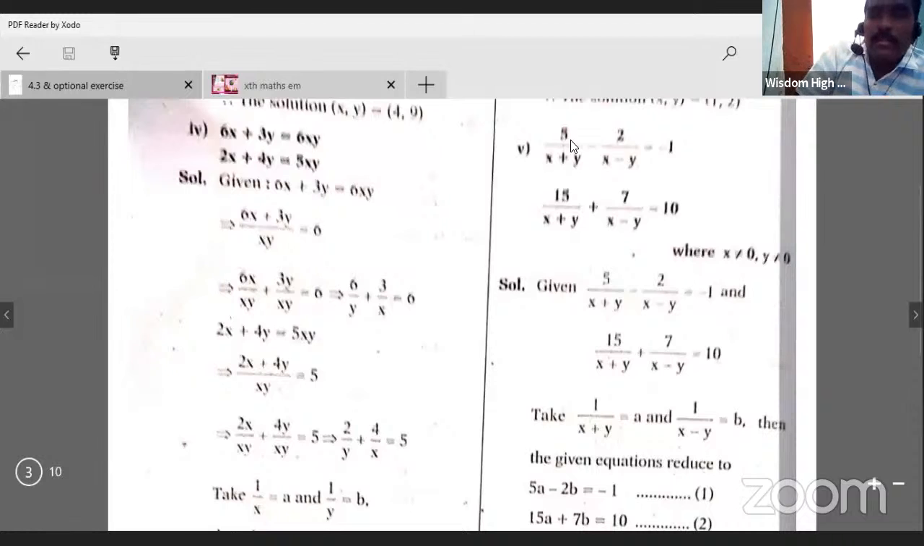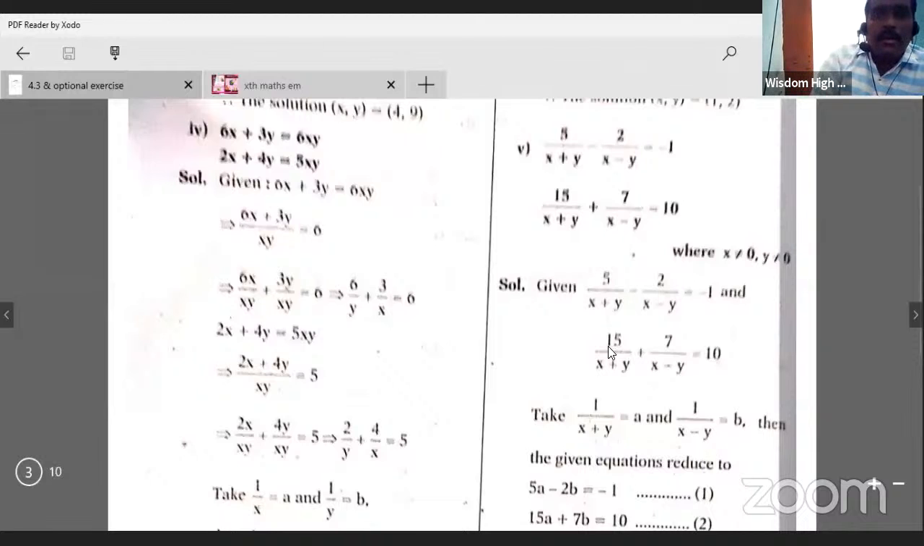Look here, everybody: 5 by x plus y minus 2 by x minus y is equal to minus 1, and 15 by x plus y plus 7 by x minus y is equal to 10. You may try it yourself in your notebook. Then it will help you. Can you solve this or not?